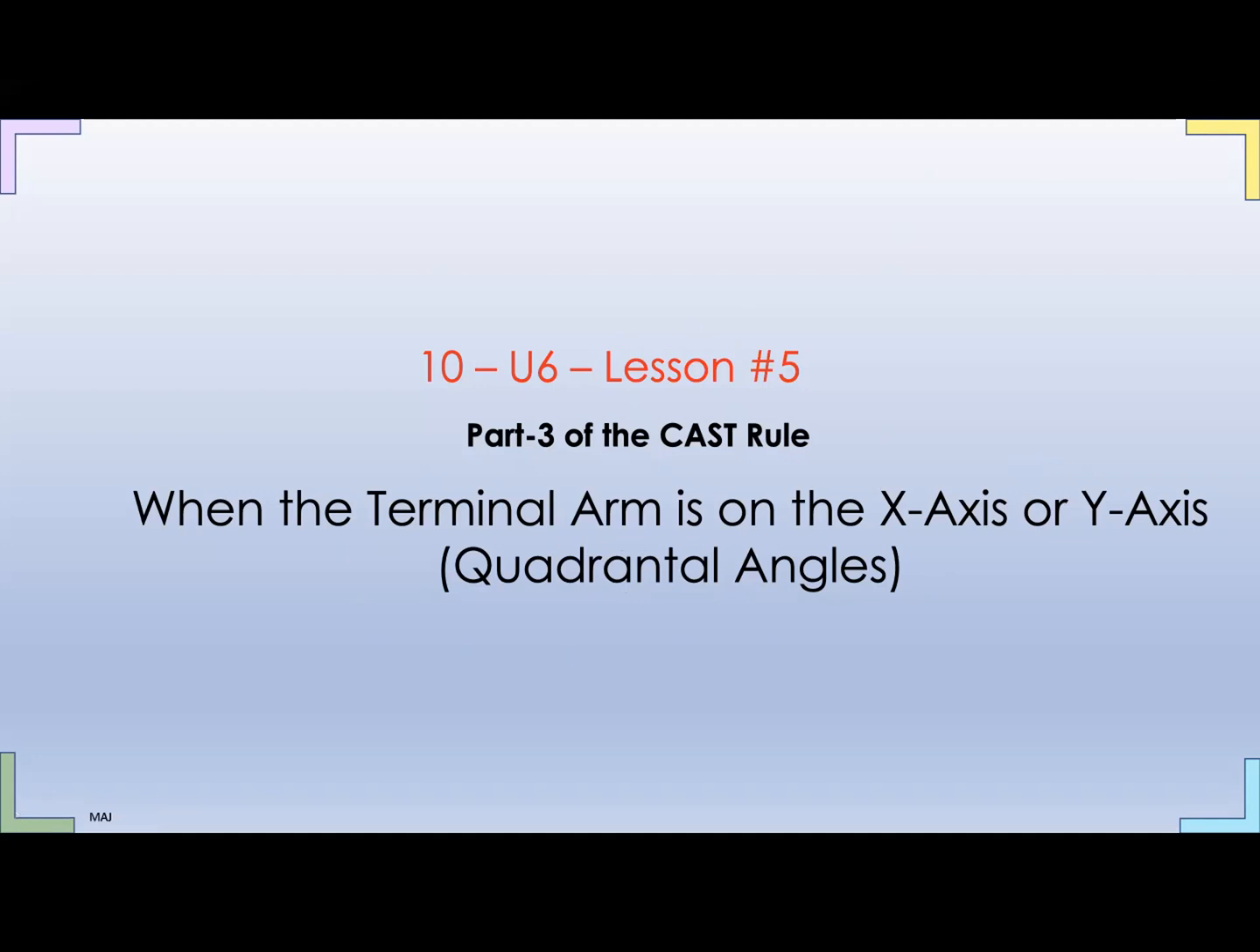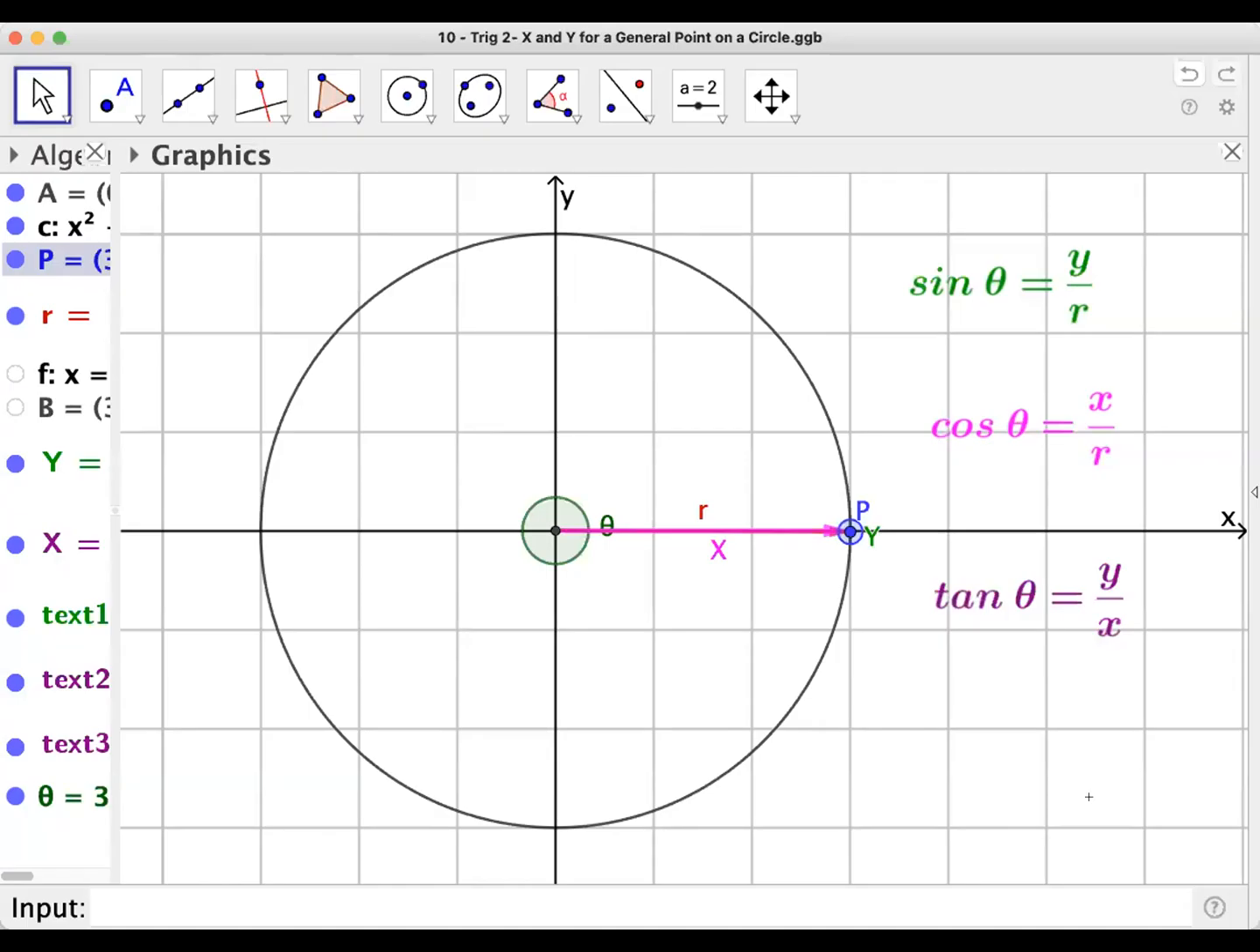Right, so we will start off with a GeoGebra file. Okay, just bear with me. Here we go. So there's a point P and it's moving around in a circle. And as it moves around, you can see that the Y coordinate and the X coordinate change, or the values of the X and the Y coordinates change.